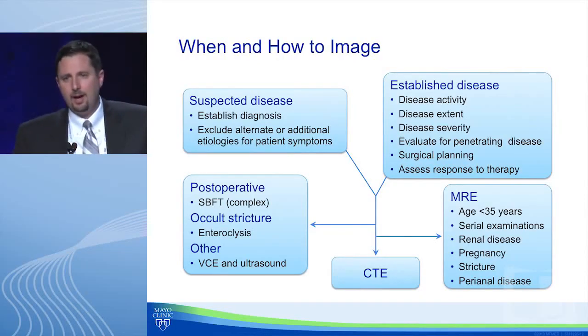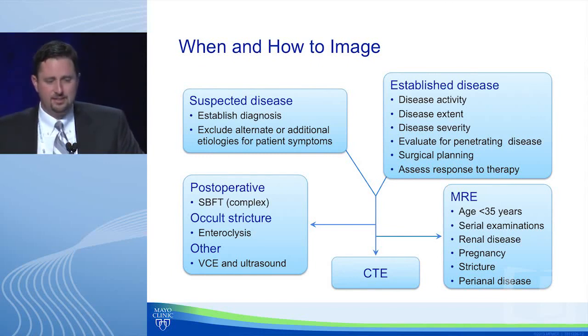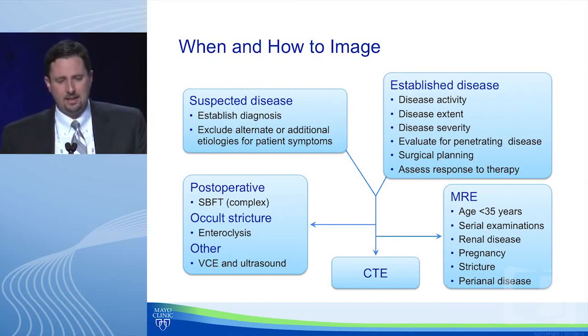So then, how do I image in practice? How do I choose which modality if they have an appropriate indication? To me, MR enterography is often employed, particularly in a younger patient, and to me that's 35 or younger. Serial examinations, renal disease, the caveat being with the gadolinium, clearance less than 60, it's half the dose, less than 30, we normally don't give that. Pregnancy, we mentioned about no gadolinium in the first trimester. And then stricture and perianal disease, those are times when I'll go to MR enterography.